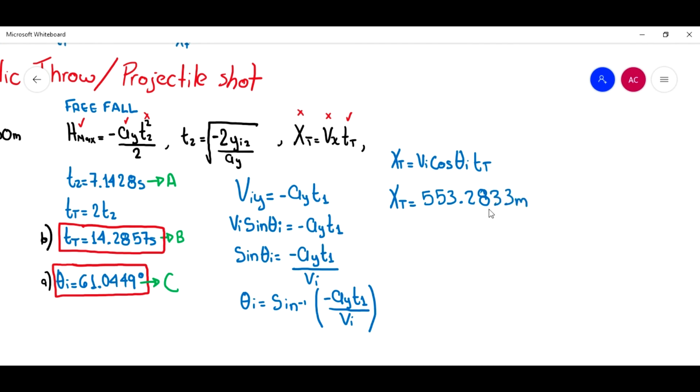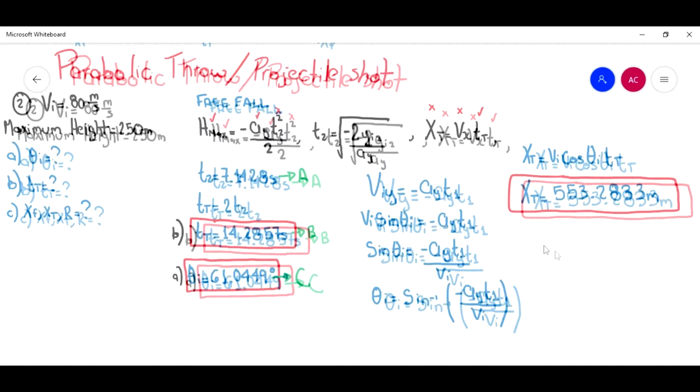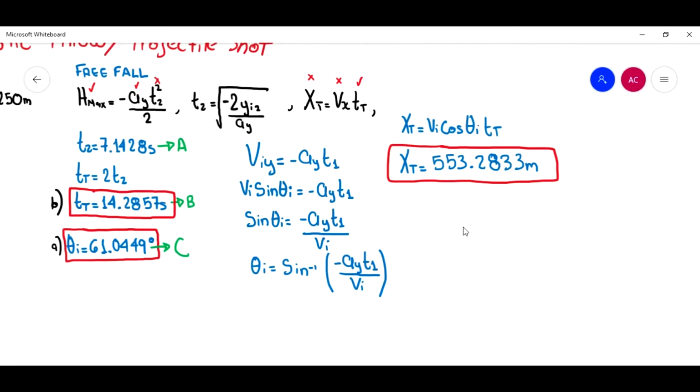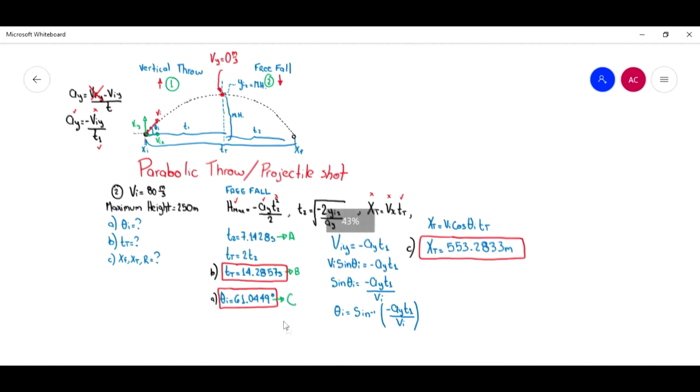meters. So I'm gonna circle this. I don't need to save it in my memory because that is the last answer that I needed to find. So this is letter C. So that is the problem number 2.